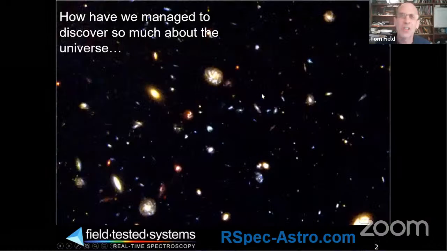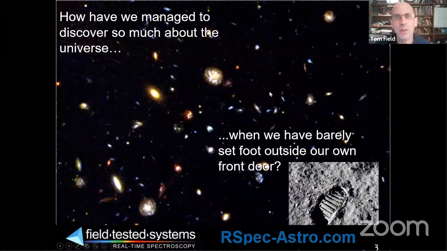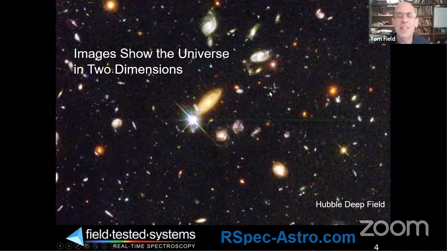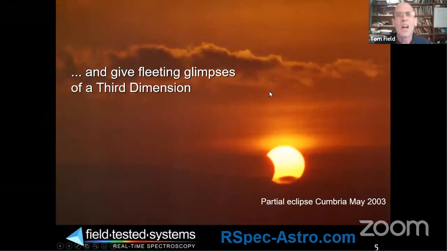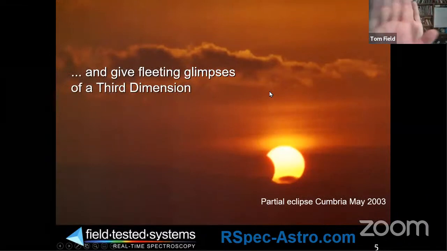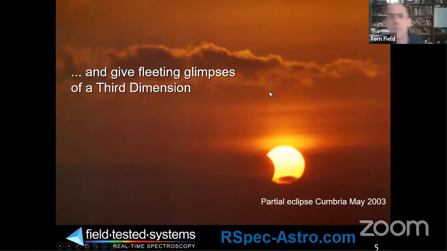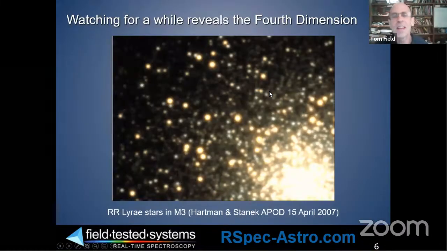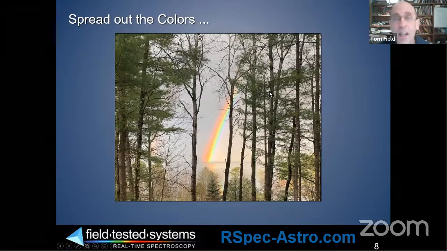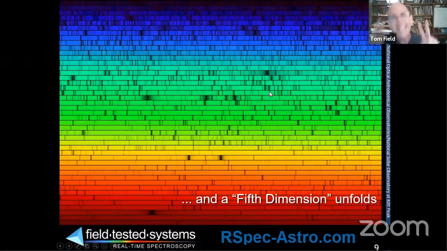So how have we managed to discover so much about the universe when really we haven't even left home? We're still in our very localized region. Of course, with images, we can see the universe in 2 dimensions, and with eclipses, we can see a little bit of 3D, or depth, the z-axis. And then if you wait a while, the time dimension reveals itself: you can see some of the stars changing. There's one in the upper right-hand corner that changes for a second. These standard candles are Lyrae stars. If we spread the colors out, we get an as-if 5th dimension.